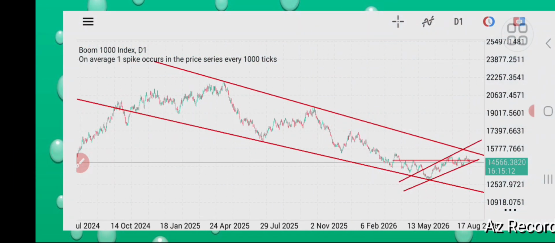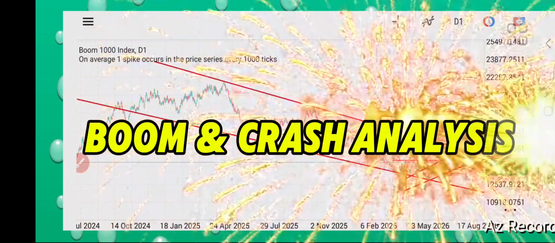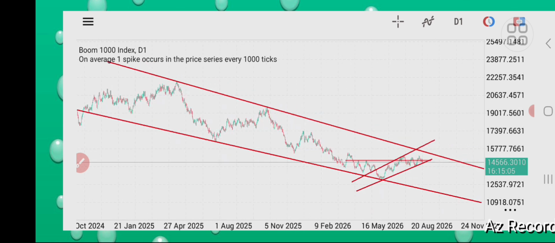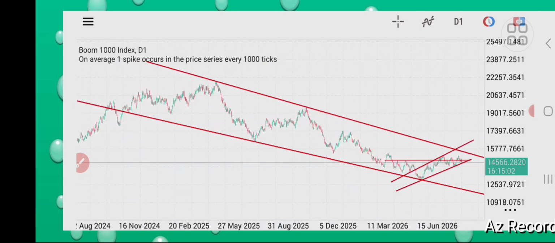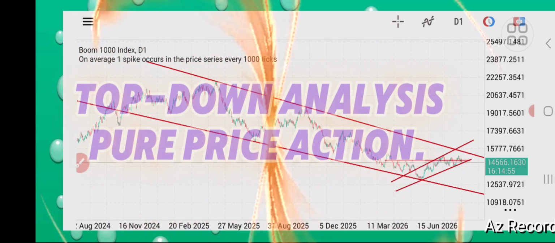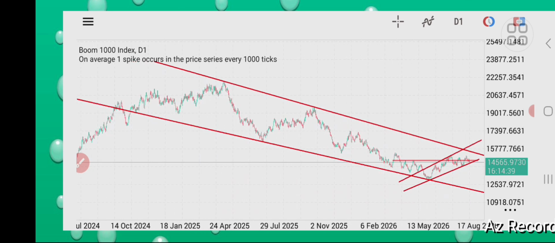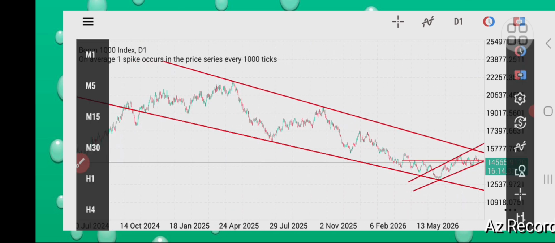Today we are going to do analysis on boom and crash indices. I invite you to do this together. Basically, I want to help us understand how we normally analyze the boom and crash indices. They normally have a movement that is so sudden. If you're trading boom, it normally booms. Like we have Boom 1000. It says on average one spike occurs every 1000 ticks. So after 1000 ticks, this market normally moves up suddenly.